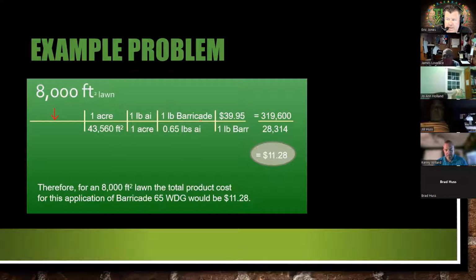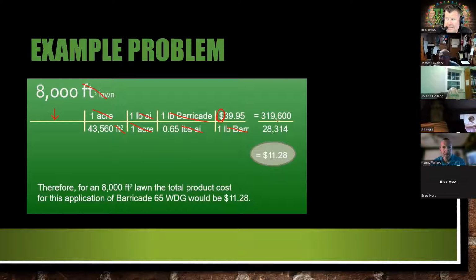We know that 1 pound of Barricade is 0.65 pounds active ingredient, and that 1 pound of Barricade costs us $39.95. And like I said, that price has changed. So when we start going over this, the square feet cancel out, the 1 acre cancels out, the pound of active ingredient cancels out, 1 pound of Barricade cancels out, and we are left with the dollar sign. So we multiply 8,000 times 1 times 1 times 1 times $39.95.